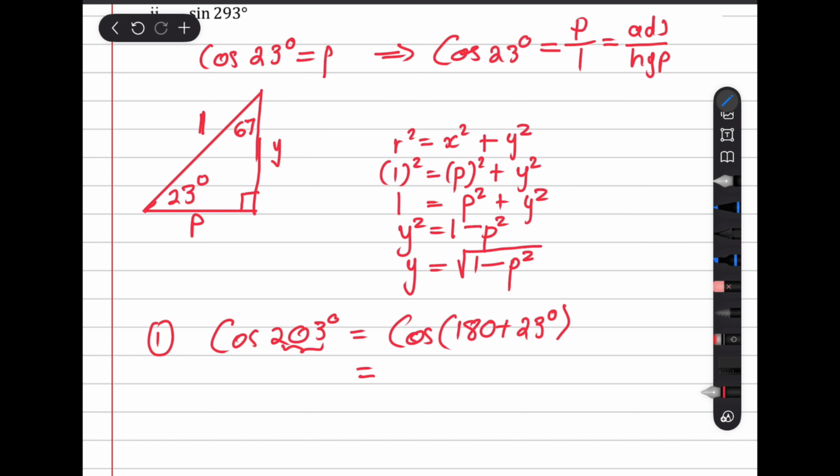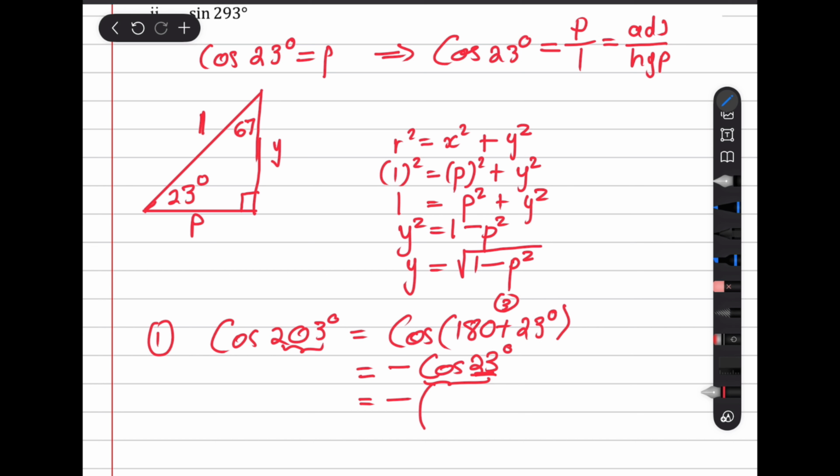Then 180 plus, we know that we are in the third quadrant. Now, how is cos in the third quadrant? Cos is negative in the third quadrant, so we are going to have negative cos 23 degrees. Now, do we have that angle of 23 degrees on the diagram? Yes, we do. So for this part we are going to use our diagram to find the value.